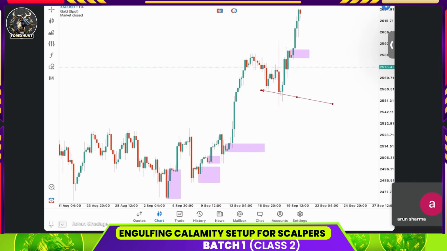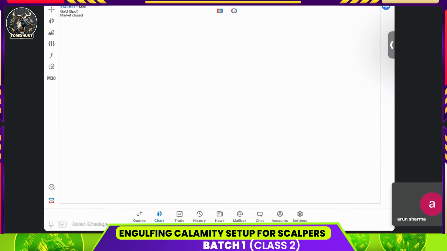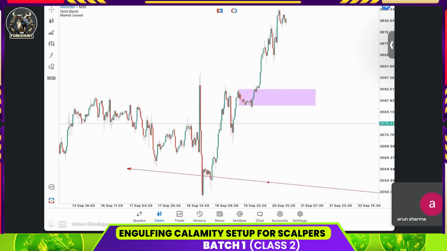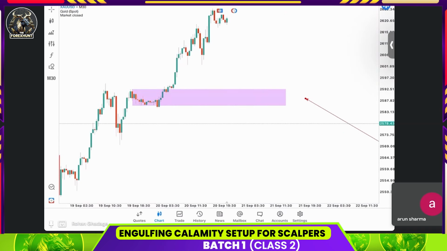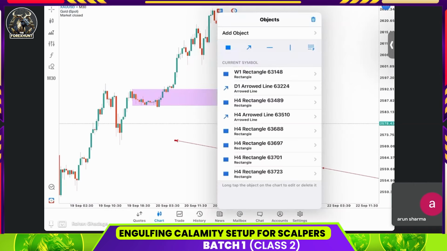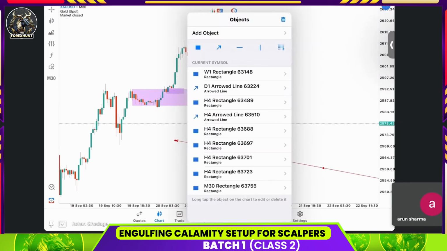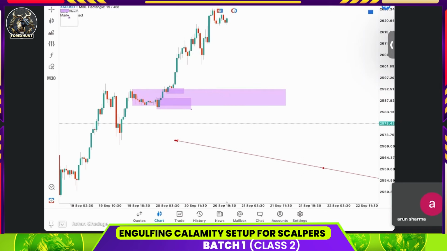Now we'll move to the setup. Simply go to M30. Once we move to the M30 time frame, what we have to do is mark all those M30s which are residing within the box. So right now in this proper H4, we have one engulfing buy M30, second engulfing buy M30.